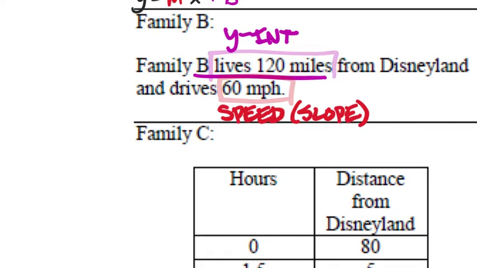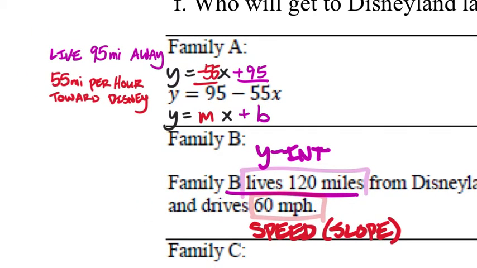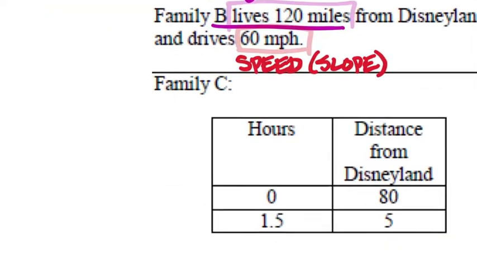Now, if we were just to compare these first two families, right now, family B is going faster than family A, but family B lives further away, right? They're 120 miles away, 95 miles away, okay? Now, you could think, well, this family's going a little bit faster. Are they going fast enough to get there before family A? We'll look at that. Okay?